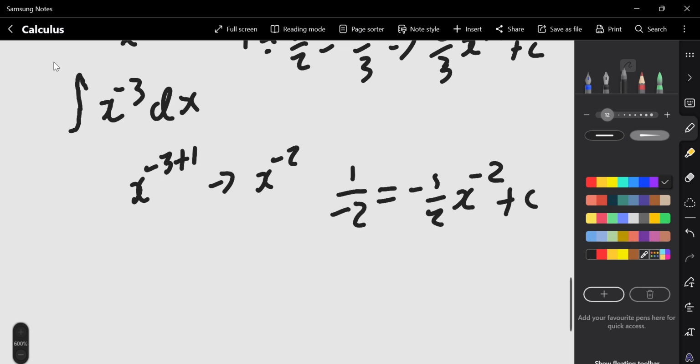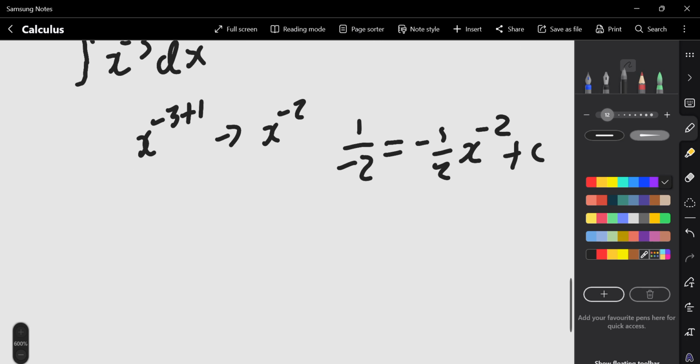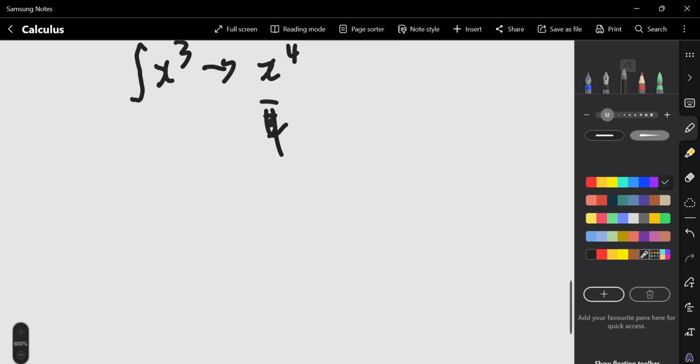Some common mistakes are dividing by the old power, so a lot of people will say the integral of x cubed is going to be x to the 4 over 3, but it's not. It's going to be x to the 4 over 4, but that's a common mistake some people make. Or they'll try and apply the power rule to x to the minus 1, which we discussed earlier we can't do.